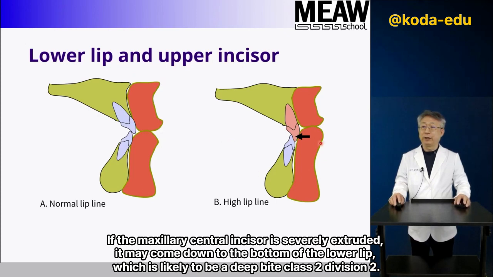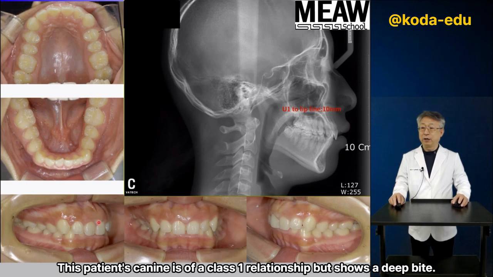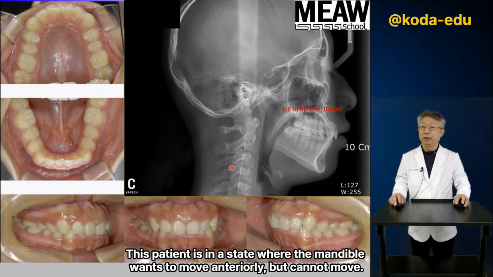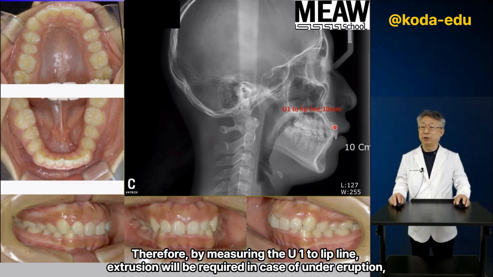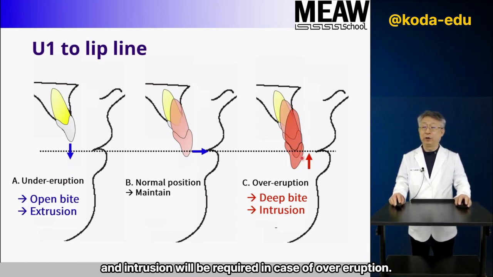If the maxillary central incisor is severely extruded, it may come down to the bottom of the lower lip, which is likely to be a deep bite class 2 division 2. This patient's canine is of a class 1 relationship but shows a deep bite. U1 to lip line is 10 mm. This patient is in a state where the mandible wants to move anteriorly, but cannot move. Therefore, by measuring the U1 to lip line, extrusion will be required in case of under-eruption, and intrusion will be required in case of over-eruption.